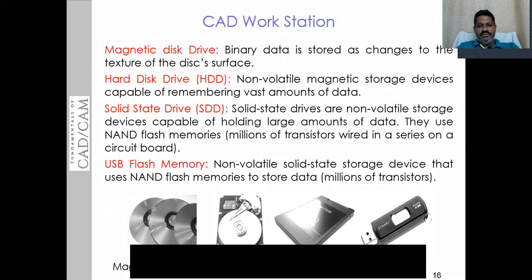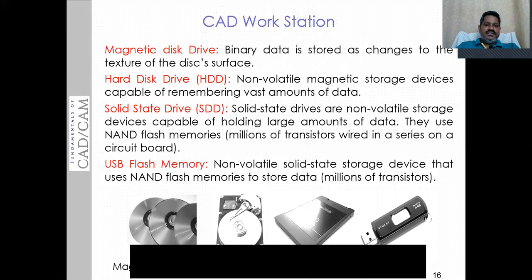1 TB, 2 TB hard disks are available in the market. Even 5 TB, 10 TB is also available in the market. You can purchase them. In the case of HDD, a magnetic disk is going to rotate to store as well as to read the data on the disk. This is also a very, very important drive used in the CAD workstation.